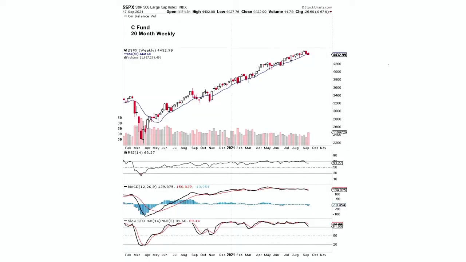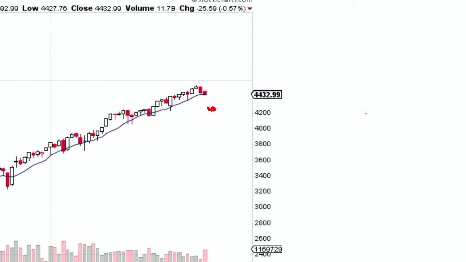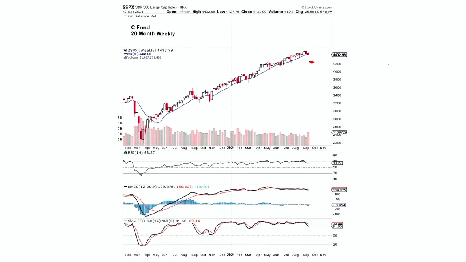And the risk level goes up exponentially if we get down here to 40. What is that? Let me just zoom in because I can't see it. If we get down there to 4,200 or 4,300, we will have significantly broken that 10-week moving average line, and then we haven't been below the 10-week moving average line like that in quite a while. Okay.